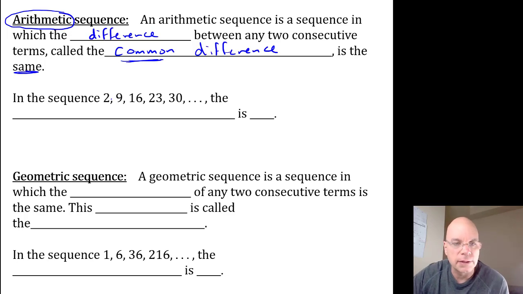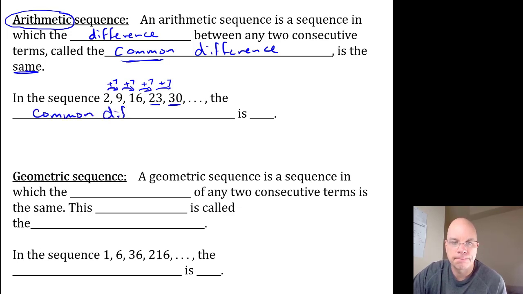In other words, if you look at this sequence 2, 9, 16, 23, 30, we see that it's plus 7 each time. Plus 7, plus 7, plus 7. So if you took a term and subtracted the previous term, you would get 7. That's what they mean by taking the difference. So in the sequence 2, 9, 16, 23, 30, the common difference is 7.